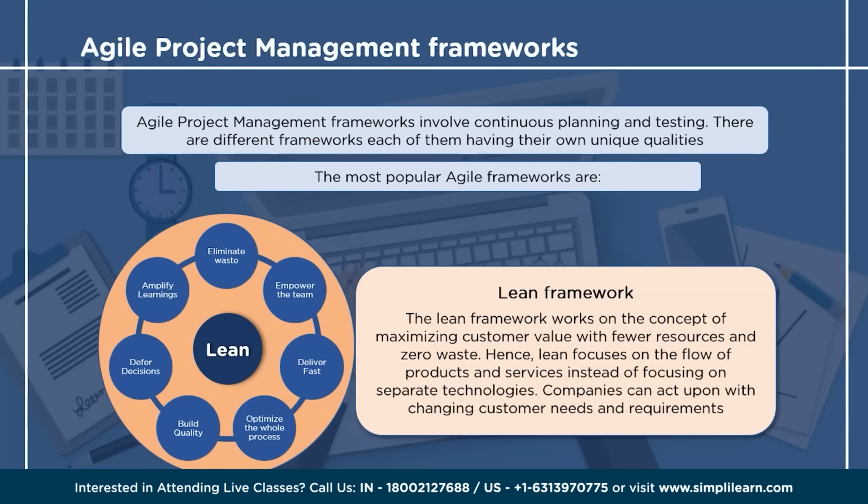The fourth and the last framework we will see is the lean framework. The lean framework works on the principle of providing maximum customer value and creating zero waste. It focuses on optimizing the flow of products all through the value stream. This helps in eliminating waste all through the process and creating processes that require less human effort. This also simplifies the process of information management and makes it more accurate.